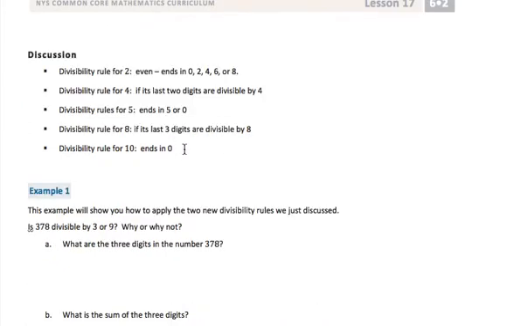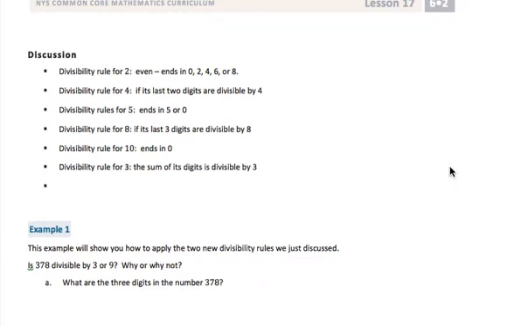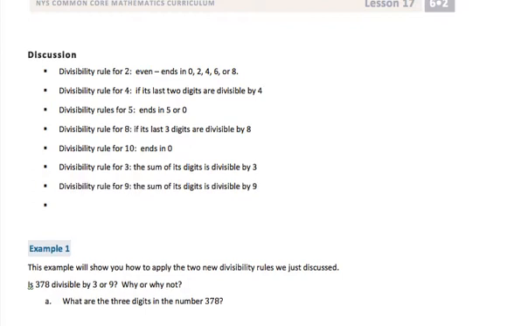Now we're going to add on to those rules the divisibility rule for 3 and for 9. Divisibility rule for 3 is if the sum of its digits is divisible by 3, then the whole number is divisible by 3. We'll explore that in the next examples. And the divisibility rule for 9 is if the sum of its digits is divisible by 9.